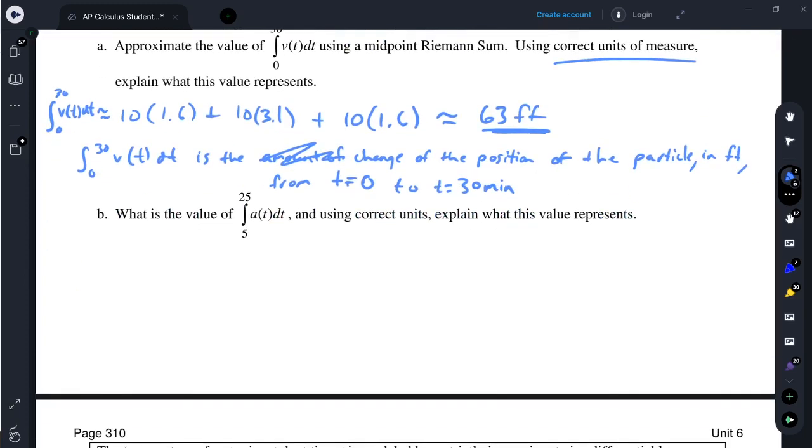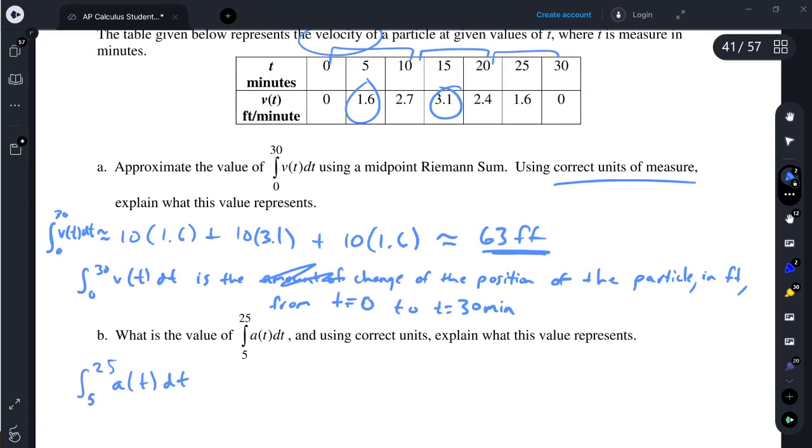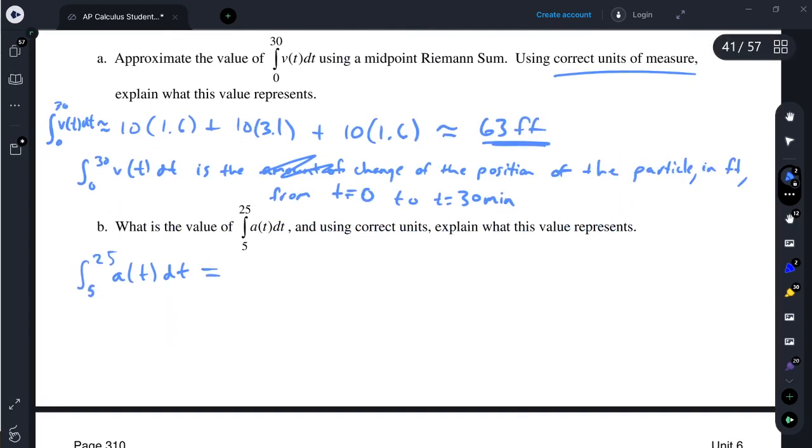So what is the value of the integral from 5 to 25 of a of t dt? We do not have a of t in our table, and when they ask what is the value of this, it's not a Riemann sum. That's a hint that it's always going to be FTC. So this is v of 25 minus v of 5. You just look back up at your table. V of 25 is 1.6 minus v of 5, which is also 1.6, so we get 0 feet per minute.